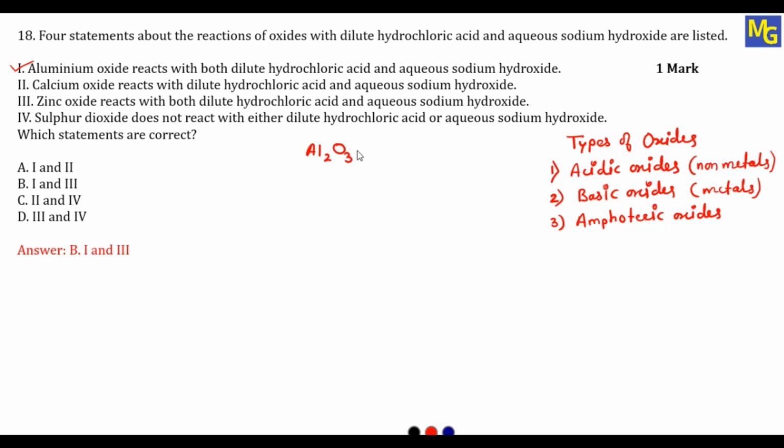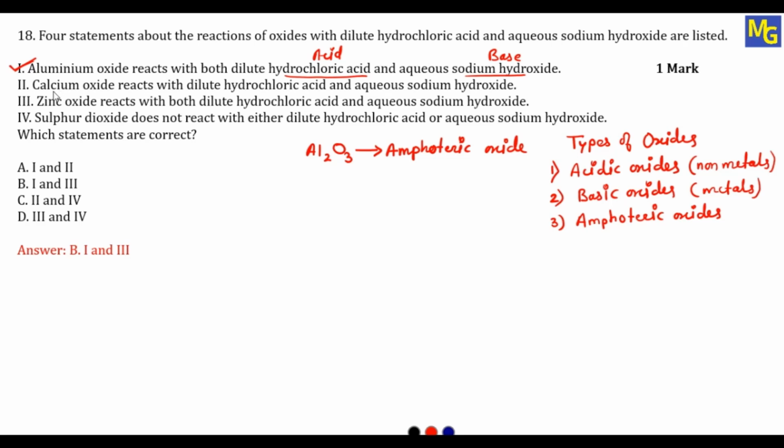So here this aluminium oxide is showing both characters. It is amphoteric, so I'll write it here: it is an amphoteric oxide. Therefore, it has the property to react with both acid as well as base. Hydrochloric acid is an acid, and aqueous sodium hydroxide is a base. The statement says aluminium oxide reacts with both, and it is correct because it is amphoteric. So the first statement is correct.